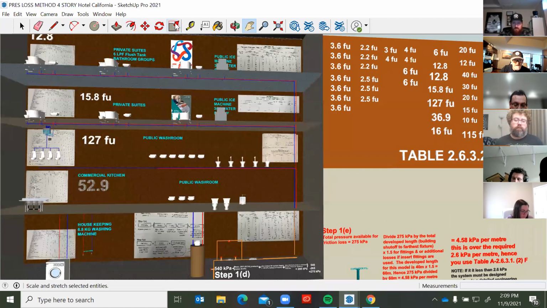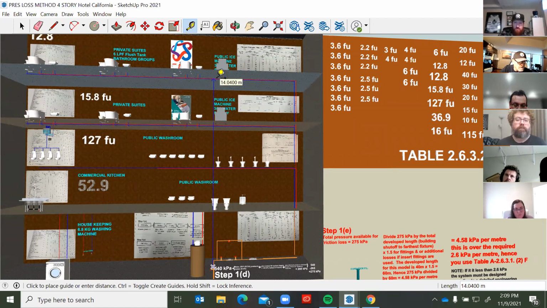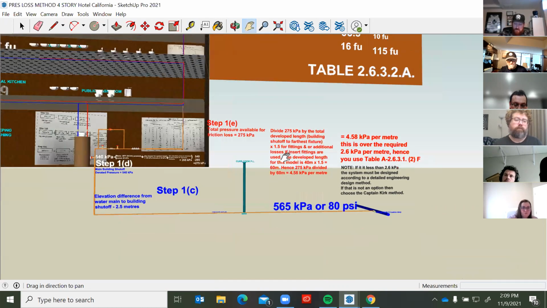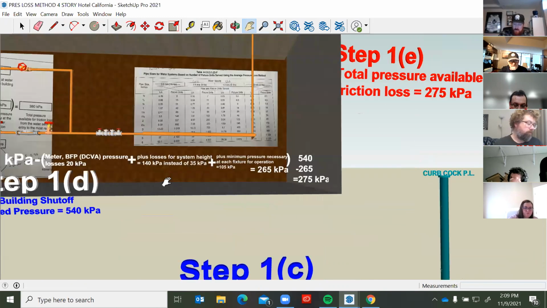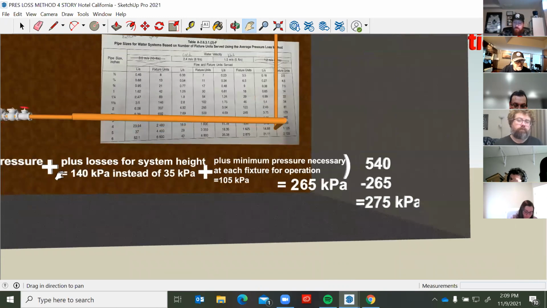Ours is going to be, and we'll just do approximate from the building shutoff here. I'll go to here. Around, can everyone read that? 14 meters, we're going to say. So 14 meters times 10 kPa, what's the pressure loss here? 140 kPa. So let's check it out. So that's the difference. Theirs said 35, and mine is going to say 140 kPa instead of 35.